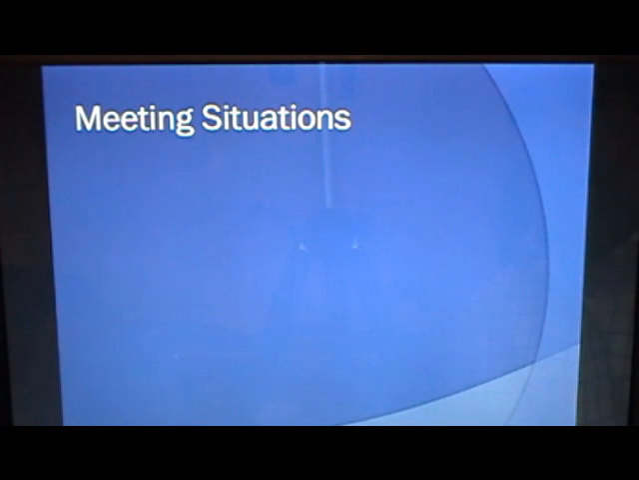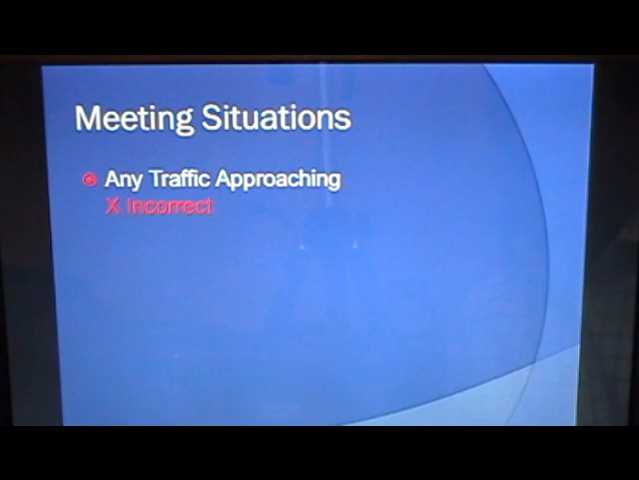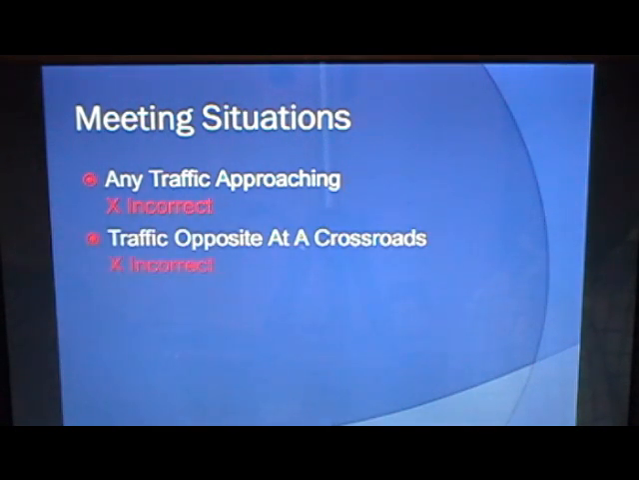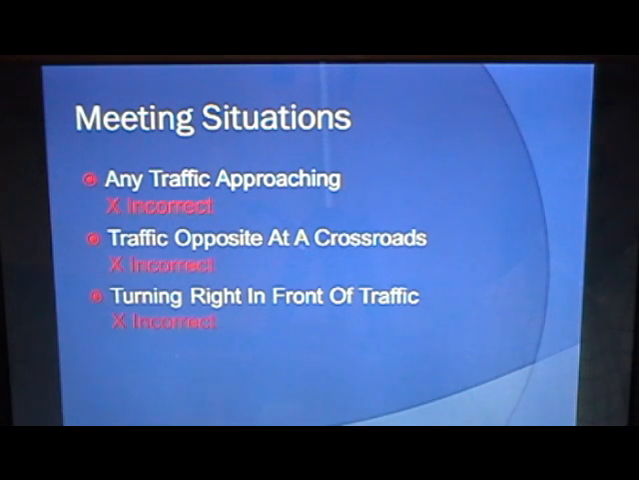Meeting situations. Any traffic approaching. That's not quite right. Traffic opposite at a crossroads. So imagine you've come to a give way at a crossroads and you've got traffic waiting opposite. A lot of people think that that is meeting traffic. It's not. Turning right in front of traffic. So you're on a major road, turning right, and people might think that that's a meeting situation, but it isn't.